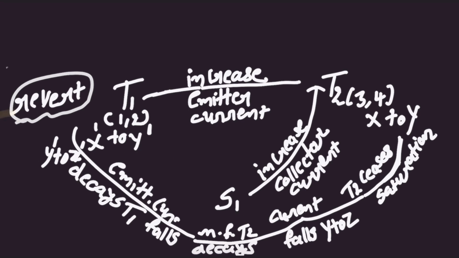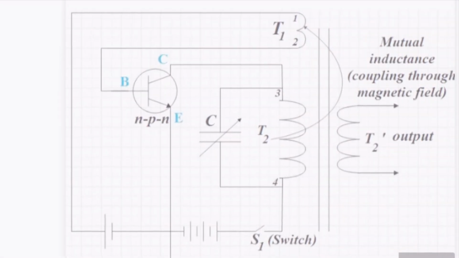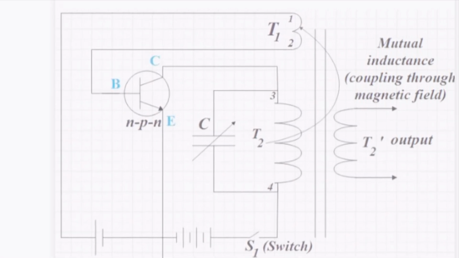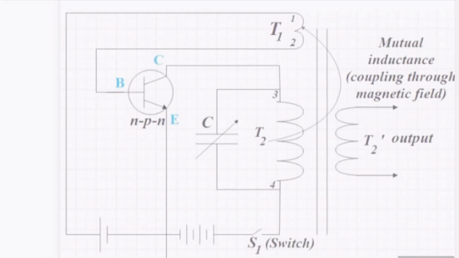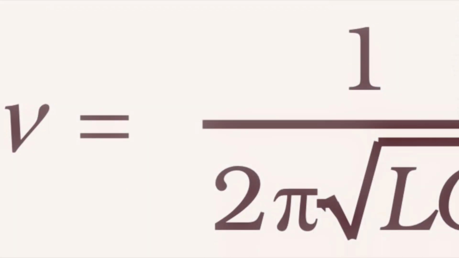So try to remember the action at X to Y, X dash to Y dash, and Y to Z, Y dash to Z dash. That's all. The whole process repeats itself, and the time to change the state from cutoff to saturated state is determined by the tank circuit or tuned circuit, and the resonance frequency of that tuned circuit determines the frequency at which the oscillator must oscillate. And the formula to find that frequency is nu is equal to 1 upon 2 pi root LC.